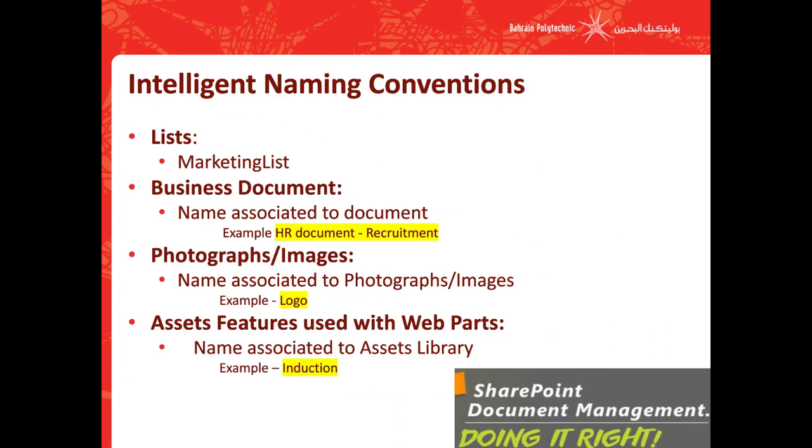Intelligent naming conventions. Your documents must be named intelligently. This week, if you did a taxonomy, you should have saved it as, for instance, HR taxonomy. So lists, marketing lists, no spaces. Documents, HR document recruitment. Photographs should be named for what the photograph is, not JPEG 1, 2, 3, 4, 5. What is the picture of?